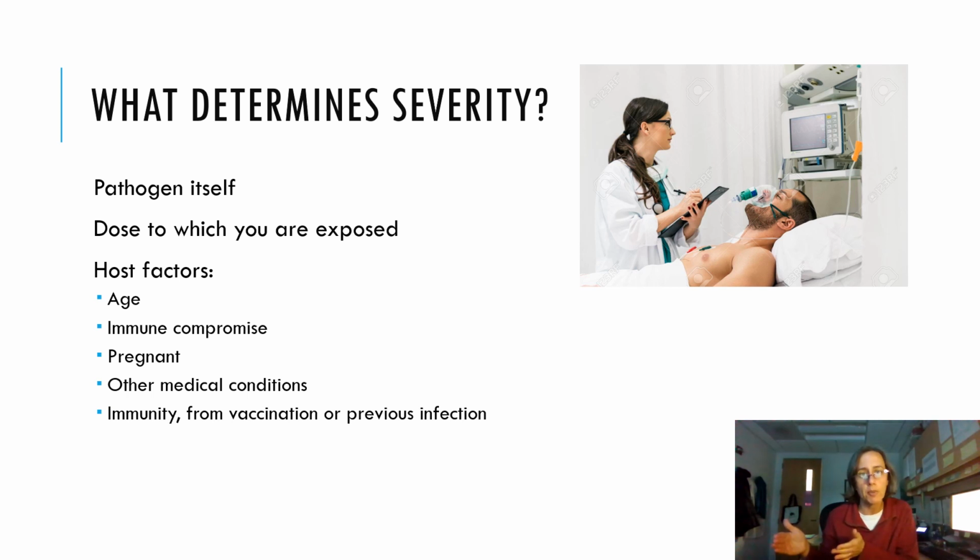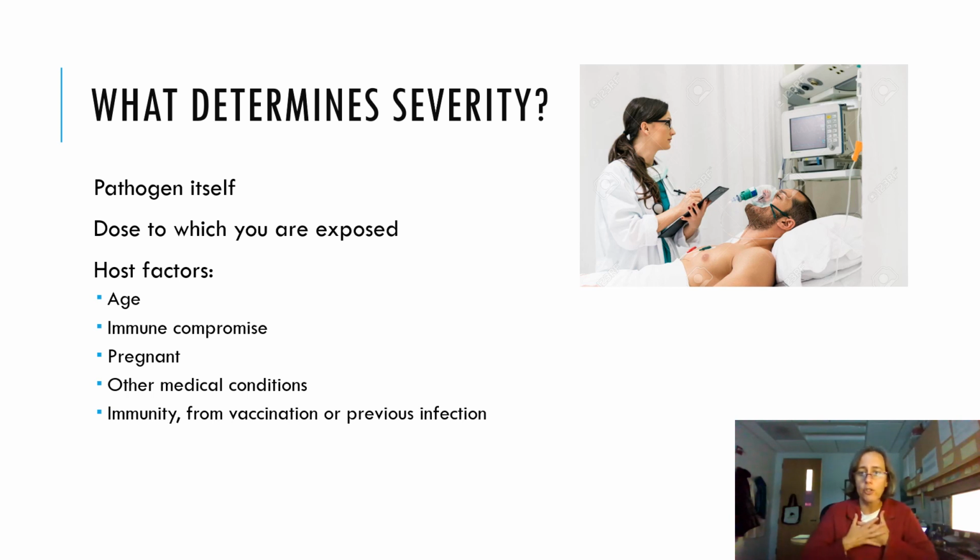Now what's going to determine the severity of the illness? So part of it is the pathogen itself, the germ itself, just like with R0, same thing for the severity. Some germs are going to kill you, like Ebola usually does. Rabies has a really high fatality rate. Part is the dose to which you're exposed. So sometimes if somebody just coughed a whole big cloud of COVID into your face, you would get sicker than if you just got a little whiff of it. So the dose to which you're exposed can make a difference.